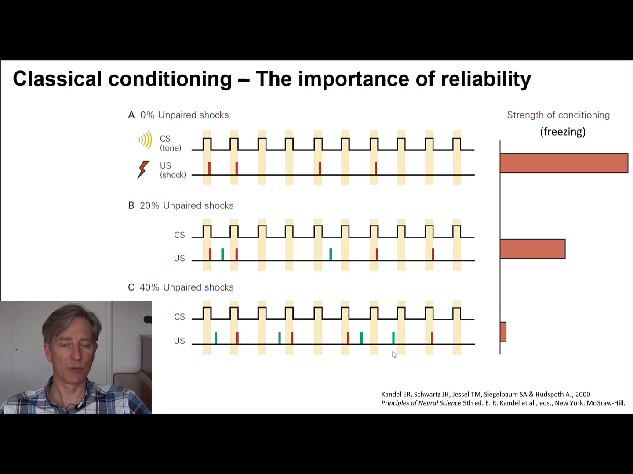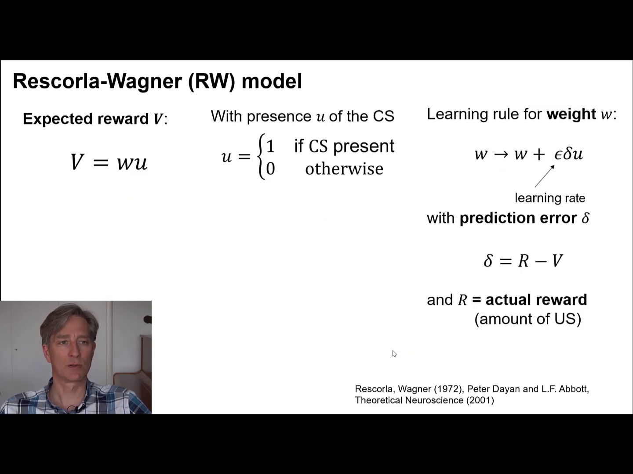Now, there's a simple, beautiful model of classical conditioning. It's called the Rescorla-Wagner model. What they hypothesized is that there is some kind of computation going on about the expected reward. This is what animals care about. So the expected reward, we call it V here, is the multiplication of W times U, where U dictates the presence of the conditioned stimulus, so whether the sound of the tuning fork is present or not, 1 if it's present, 0 otherwise, and W is the weight. It's the weight of this association.